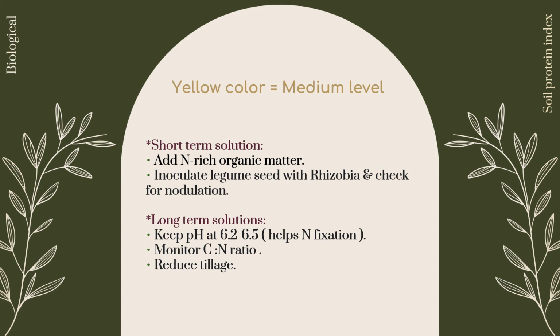The biological indicator also, we have the soil protein index. It is yellow color, the medium level, need a little bit also of improvement. The short-term solution, we add nitrogen-rich organic matter. Inoculate legume seed with rhizobia. Rhizobia, it's a bacteria that fixes nitrogen. Inoculate to increase the legume nodulation and nitrogen fixation. Also, the long-term solution, we have to keep the pH at 6.2 to 6.5 to help nitrogen fixation and monitor the carbon to nitrogen ratio and to reduce tillage.